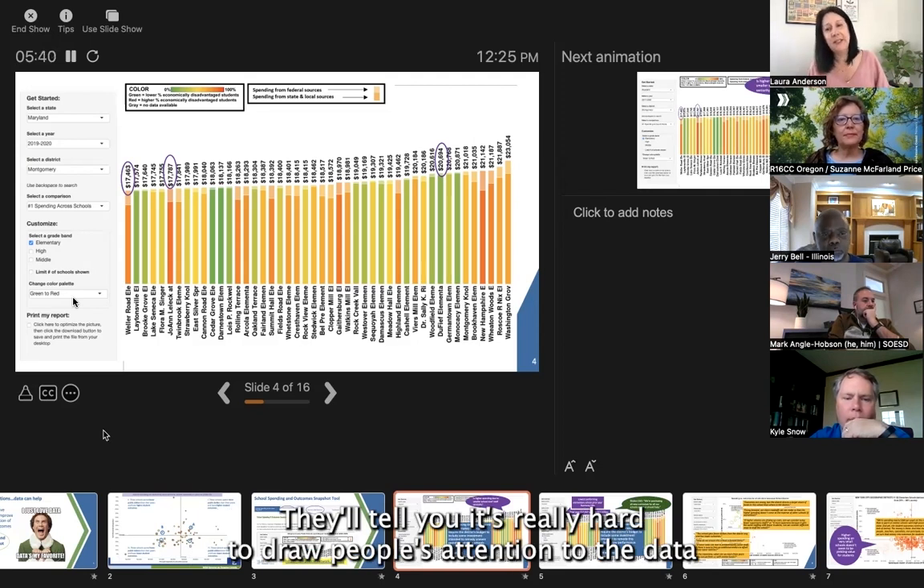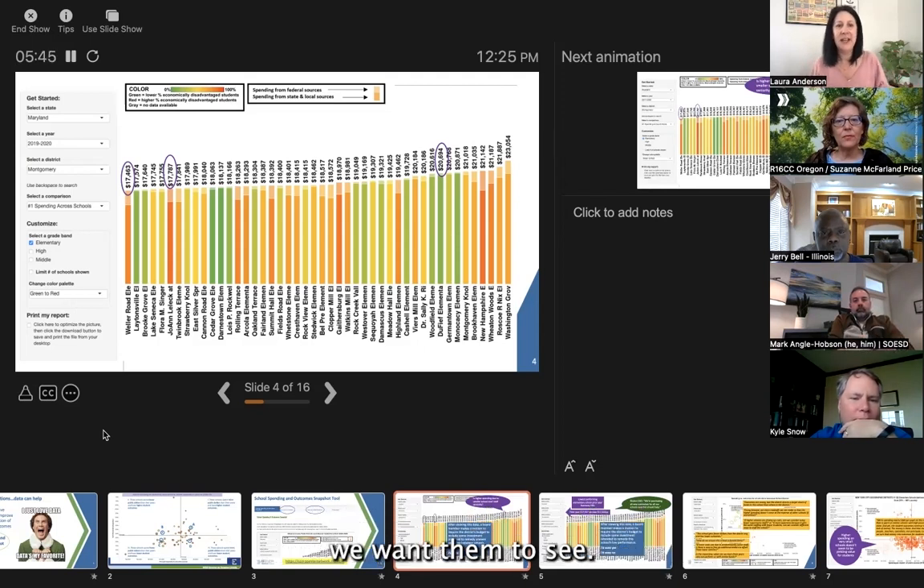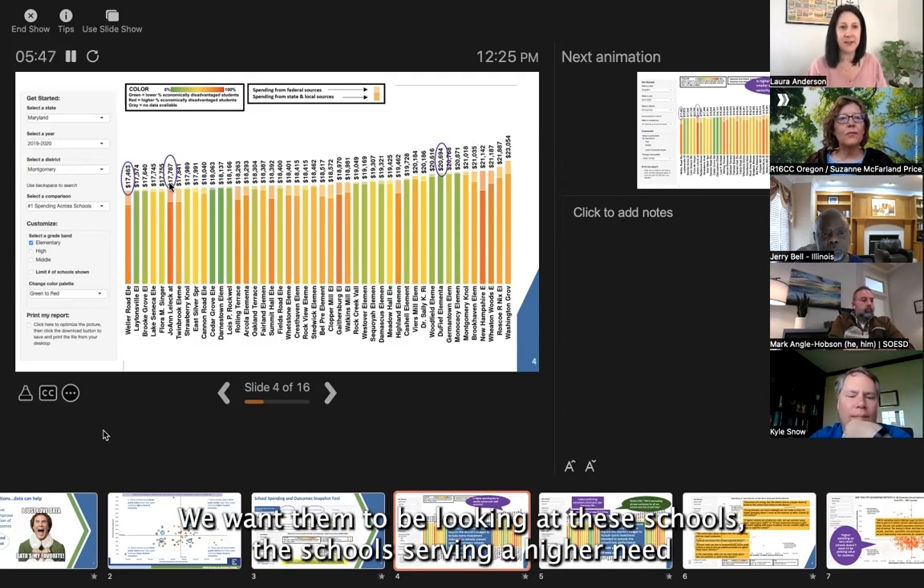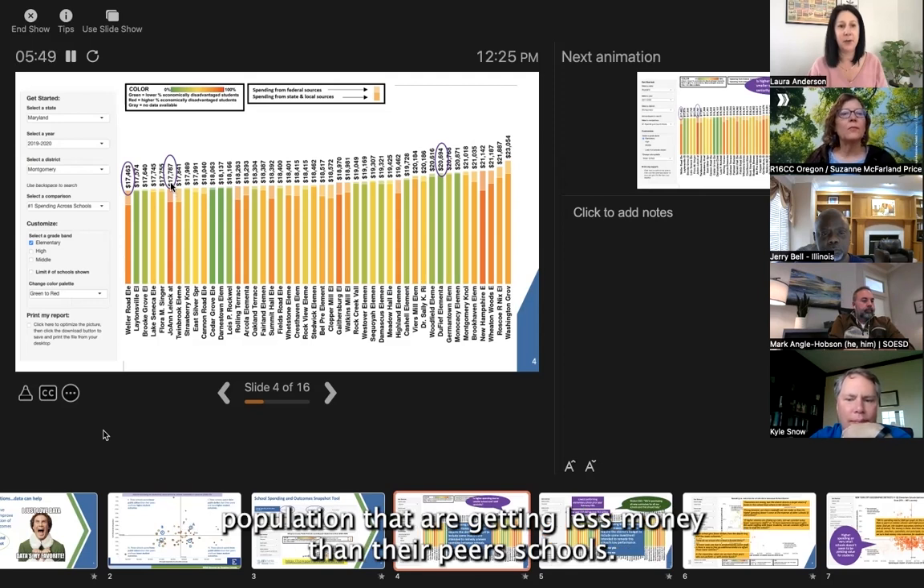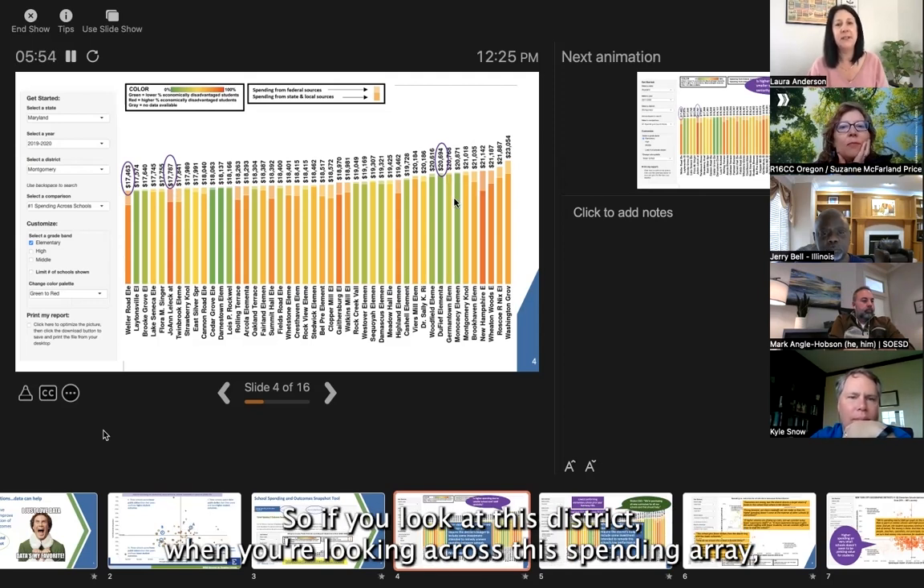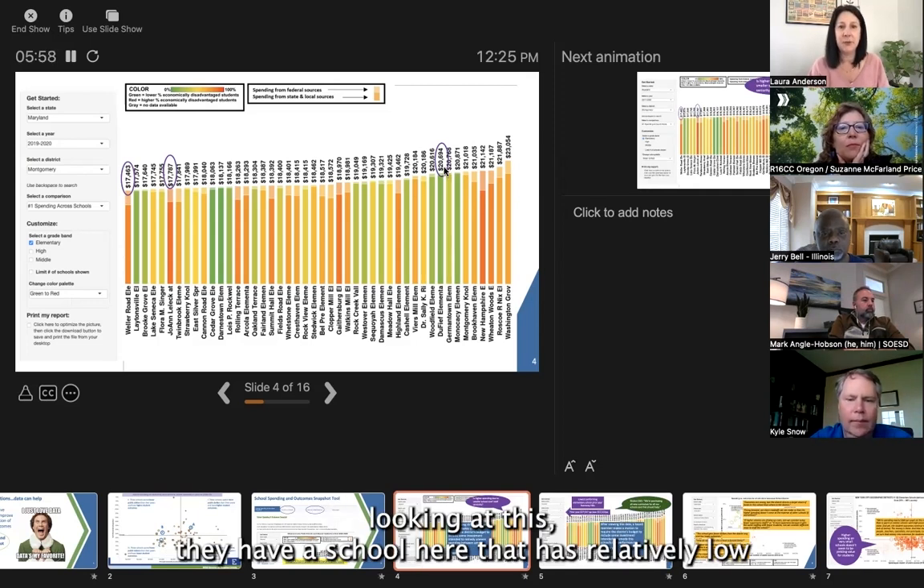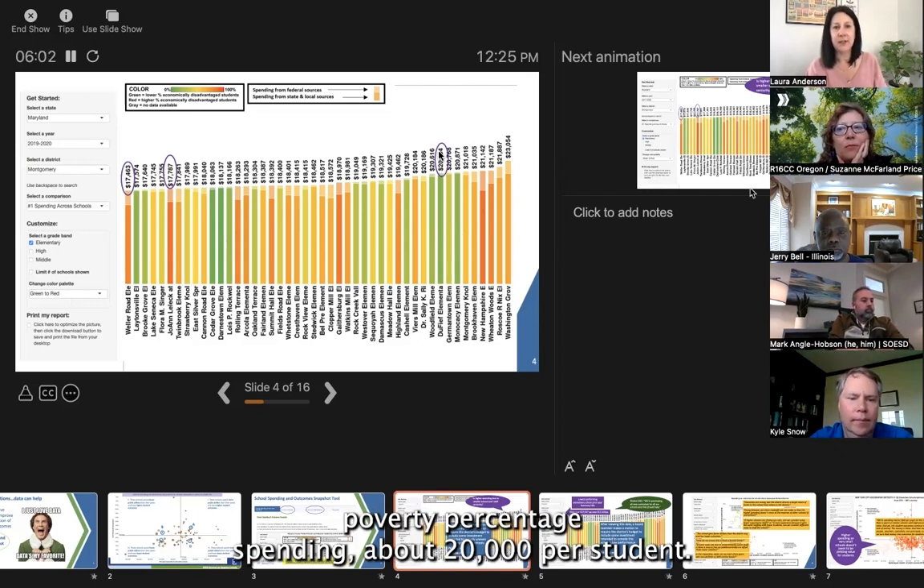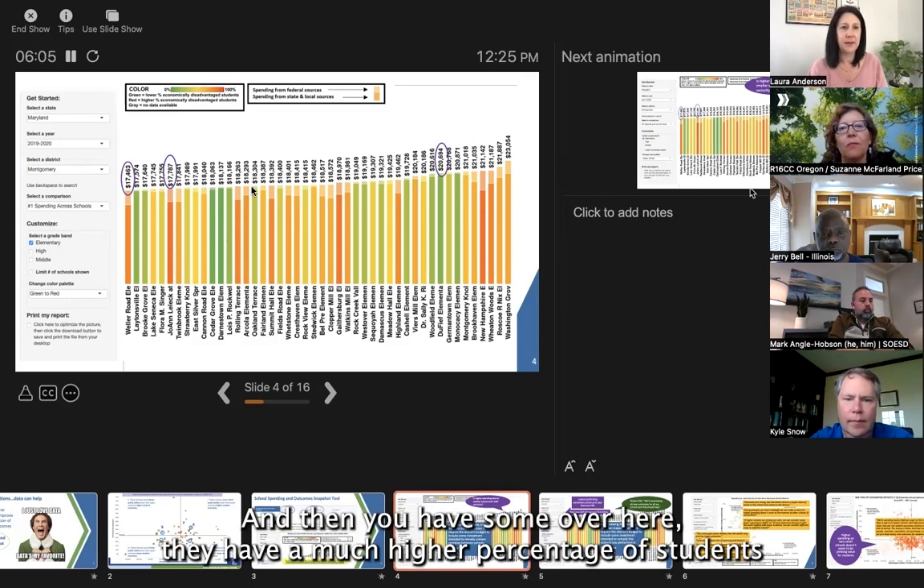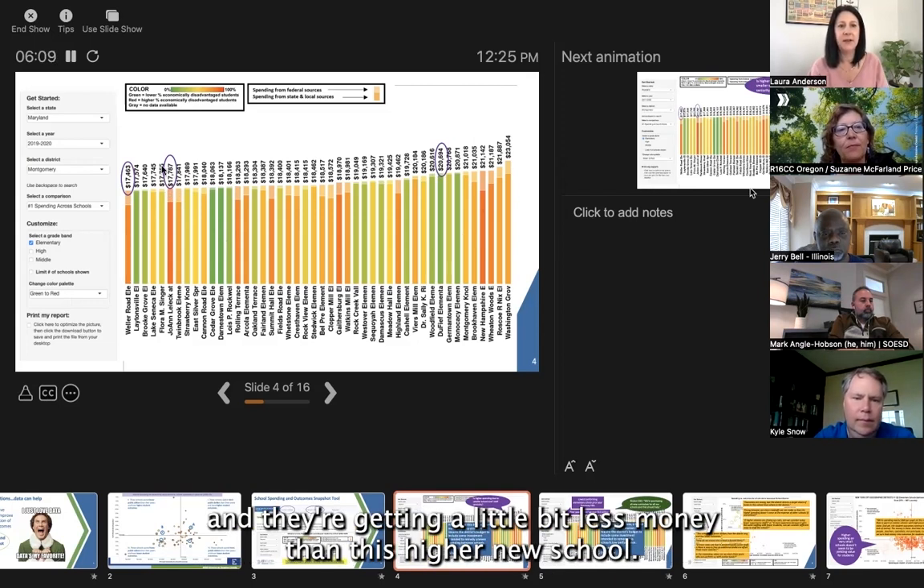They'll tell you it's really hard to draw people's attention to the data we want them to see. We want them to be looking at these schools, the schools serving a higher need population that are getting less money than their peer schools. So if you look at this district, when you're looking across this spending array, they have a school here that has relatively low poverty percentage and it's spending about $20,000 per student. And then you have some over here that have a much higher percentage of students and they're getting a little bit less money than this higher need school.